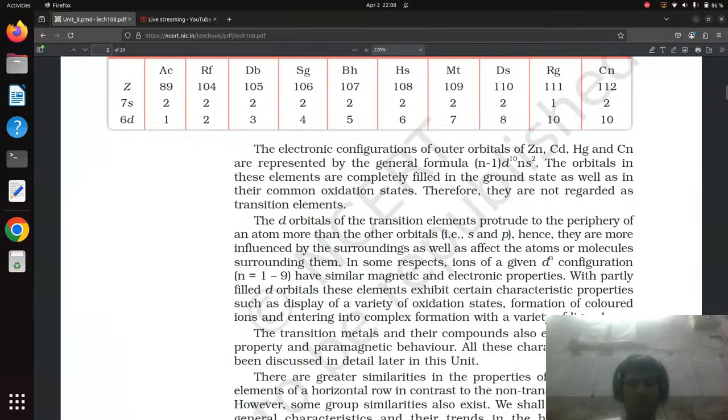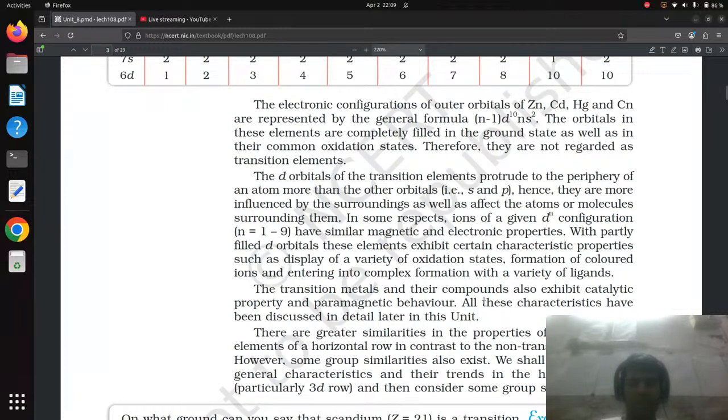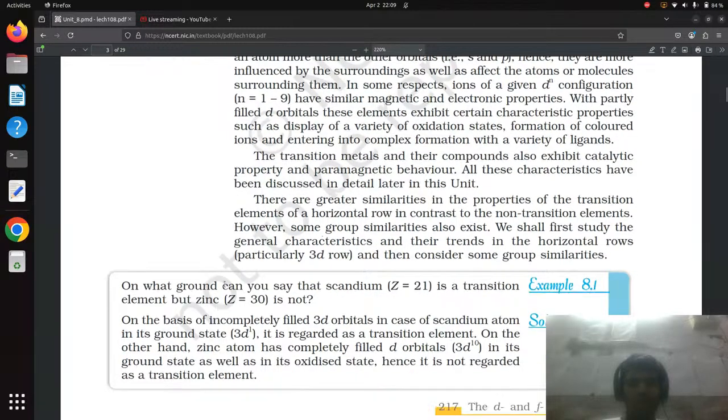These elements exhibit certain characteristic properties such as display of a variety of oxidation states, formation of colored ions, and entering into complex formation with a variety of ligands. The transition elements, metals, and their compounds also exhibit catalytic properties and paramagnetic behavior. All these characteristics have been discussed in detail later in this unit.